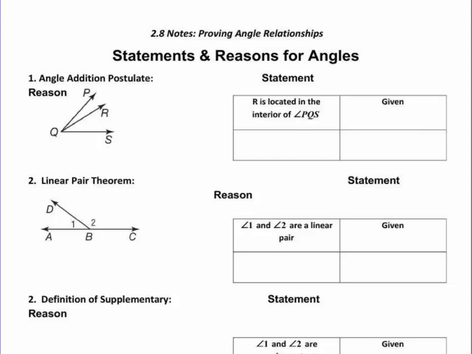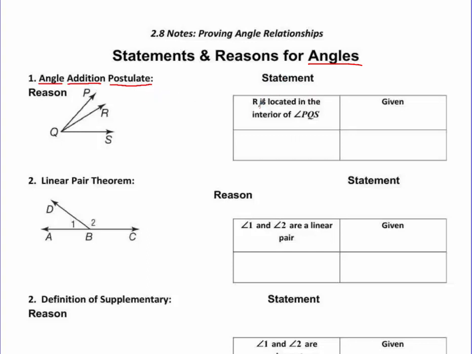All right, well, we're going to keep right on going with our proofs, and today we're going to talk about statements and reasons for angles. So previously we talked about segments, now we're going to talk about angles. A lot of the same things come back up again. So the first thing that we're going to want to make sure we know is the angle addition postulate. And it's the exact same thing as the segment addition postulate, except it's with angles.